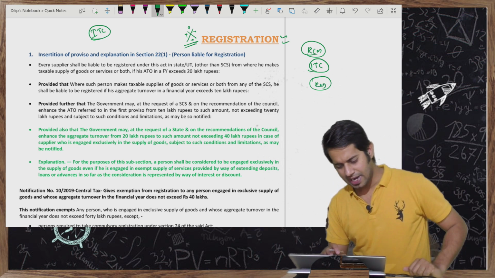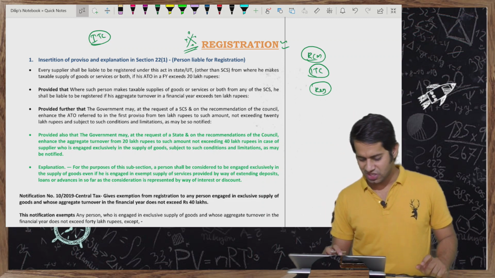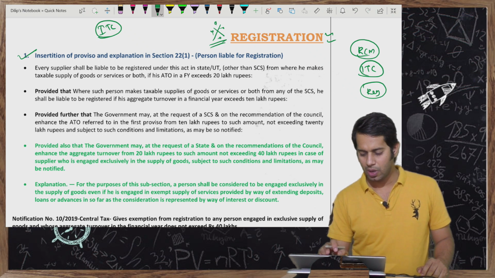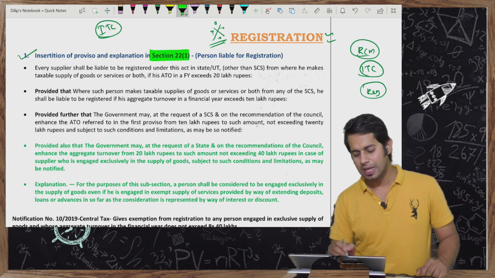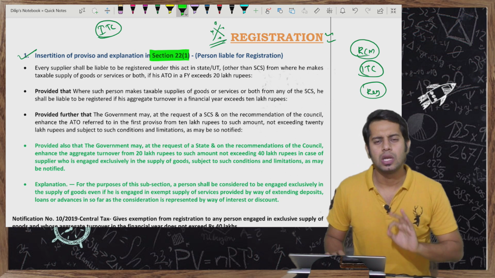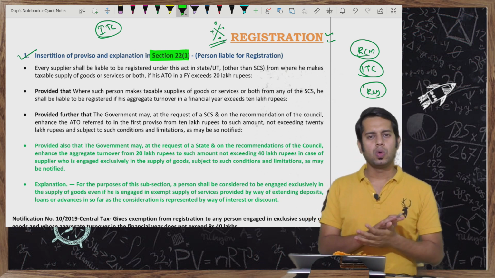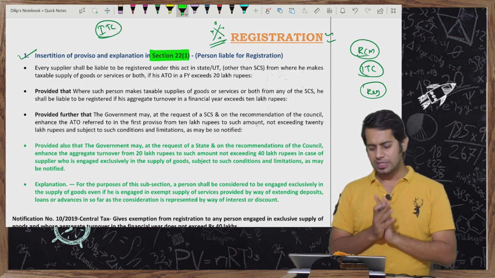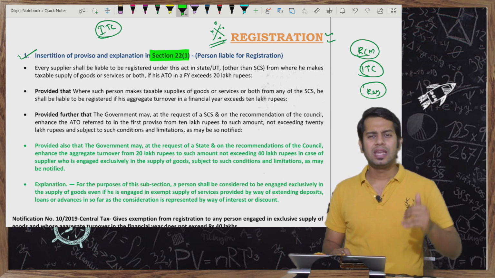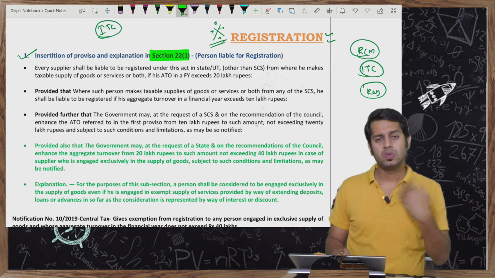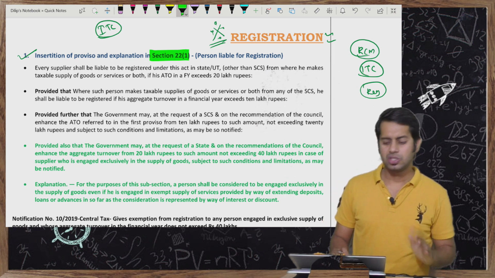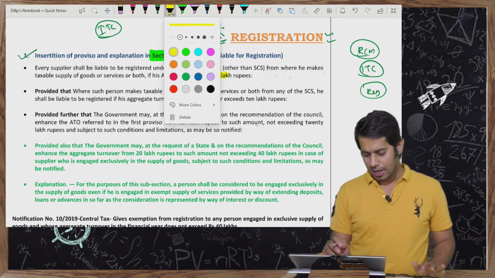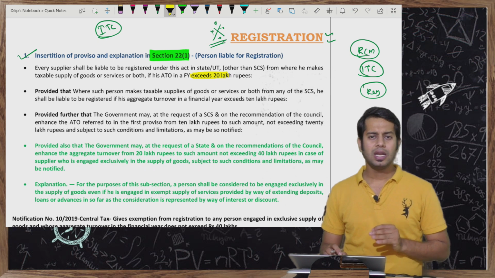Okay, so let us straight away start our discussion with the topic on registration, the amendment which is made in the registration topic. The first amendment is in section 22 subsection 1. Section 22 as a whole talks about the person who is liable for registration under GST. Section 22 subsection 1 says if you are a person making taxable supplies and your aggregate turnover in the financial year exceeds rupees 20 lakhs, then you are required to take registration under GST.